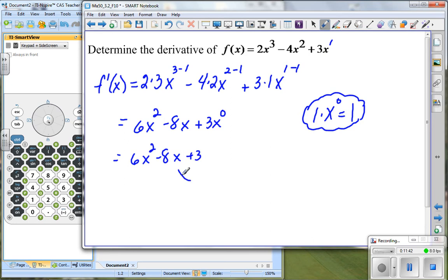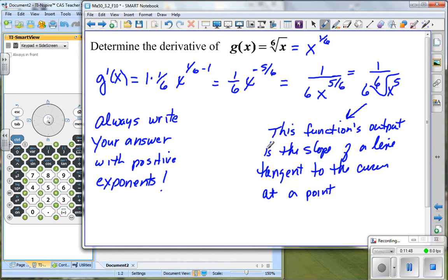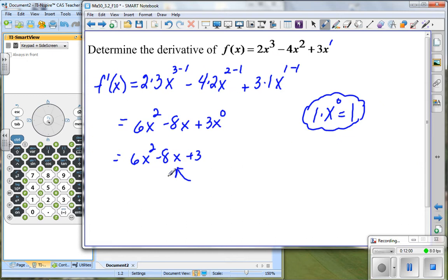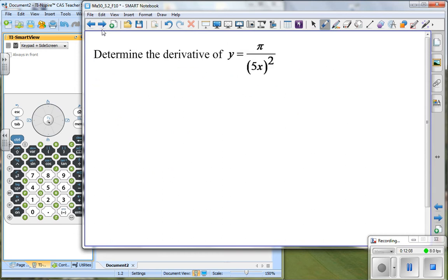Go back and review. What does this tell us? And again, it's telling us this right here. That is a function that is going to allow us to find the slope of a line tangent to this curve at any point. We just need to know what point we're going to use. Let's go on.